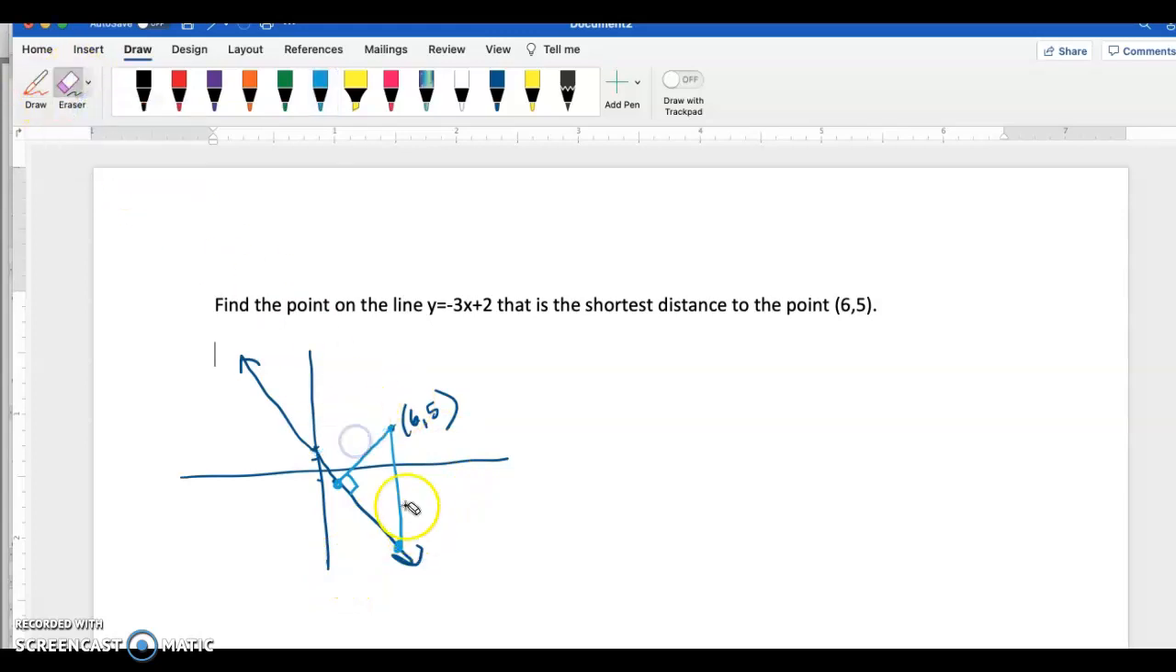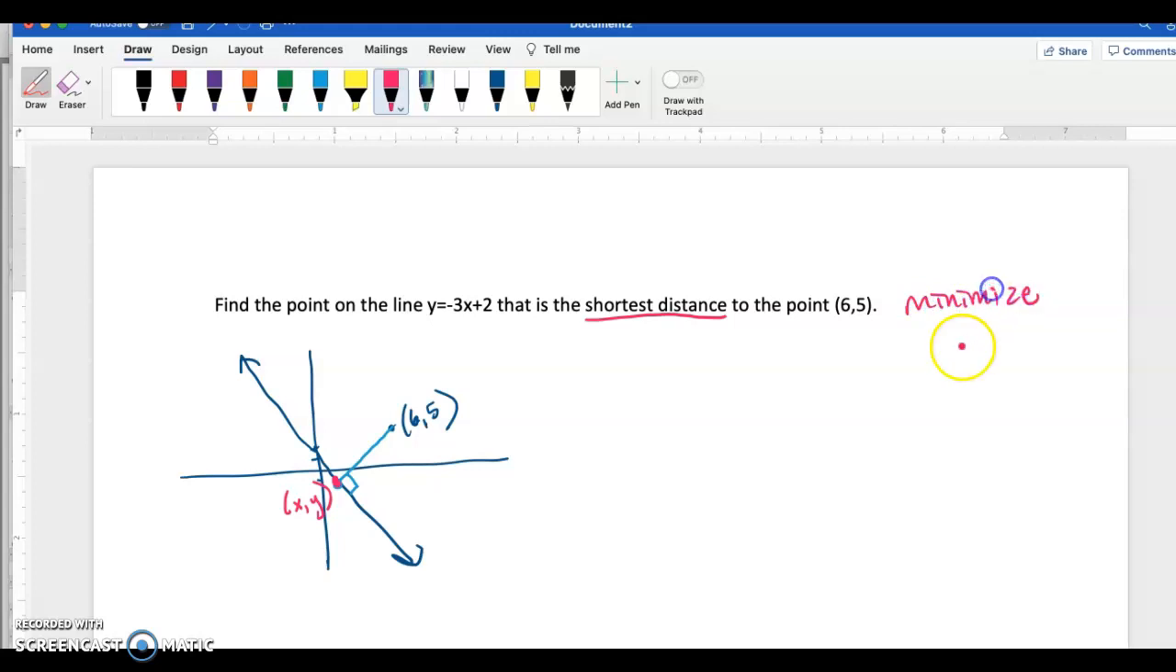So we want to find something that is eventually going to be perpendicular. We can take a look at that idea, but that is definitely going to be the shortest distance. It will end up being perpendicular, so that's some way we can check ourselves. So let's call this point x comma y. Okay, we don't really know what it is. And if we're talking about the shortest distance, we're trying to minimize distance.